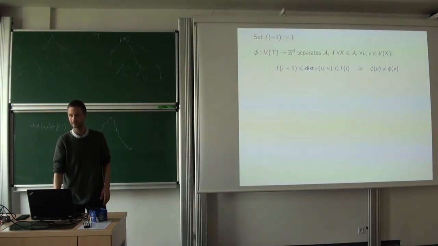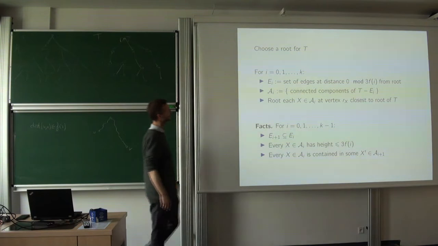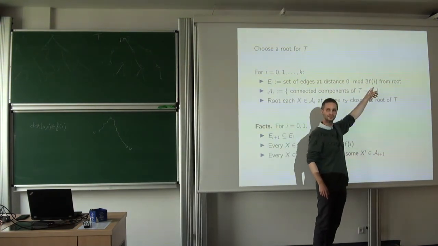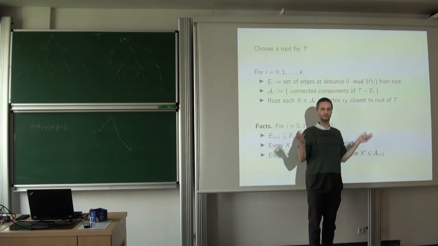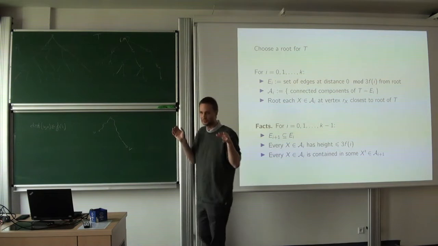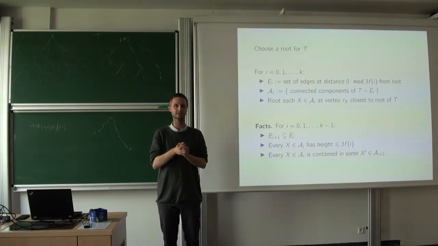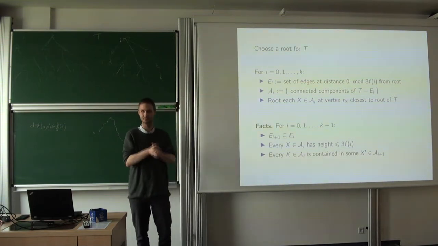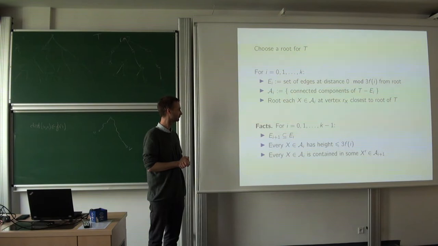So again, what is AI? Let's go back to the definition. I look at the edges at distance 0 mod 3 fi from the root, and then I delete these edges. I get a bunch of connected components, and each connected component is a small tree, and AI is the collection of these small trees. So I can think of AI as a collection of trees, or as a partition of the vertex set of my tree. These are all valid views.